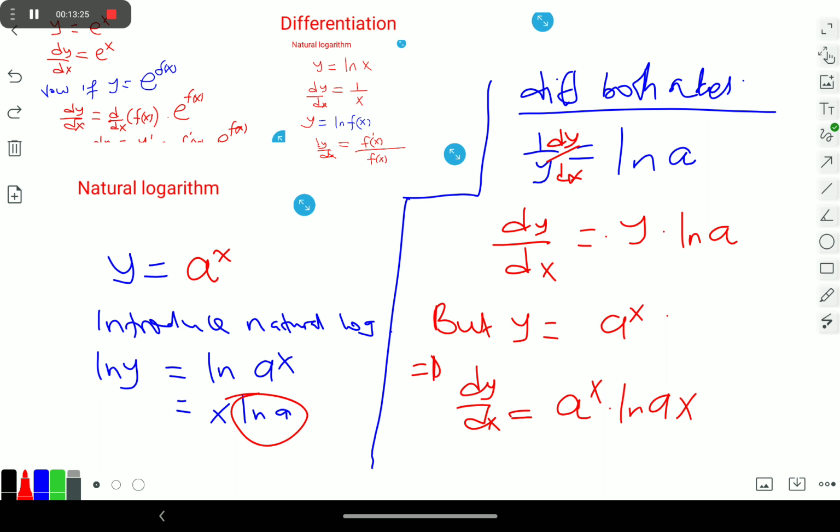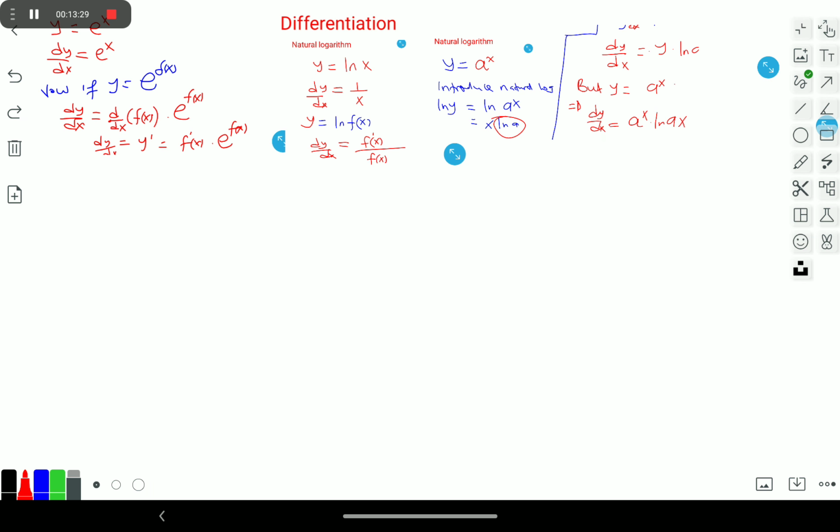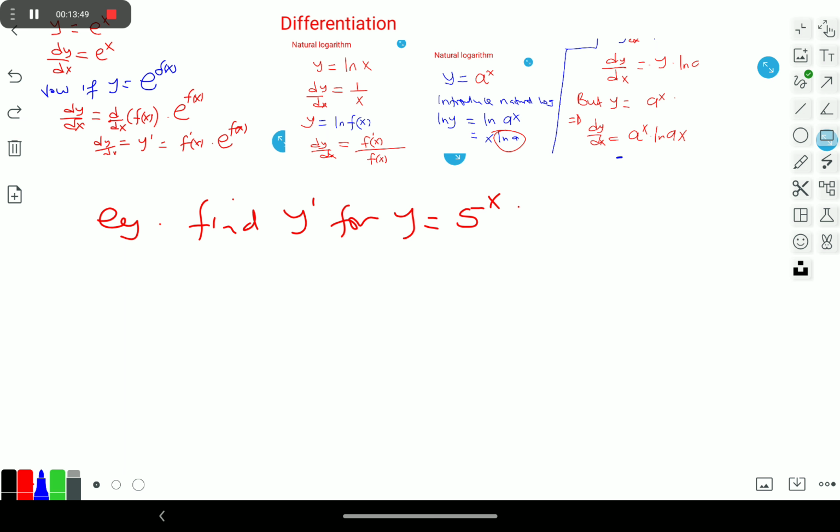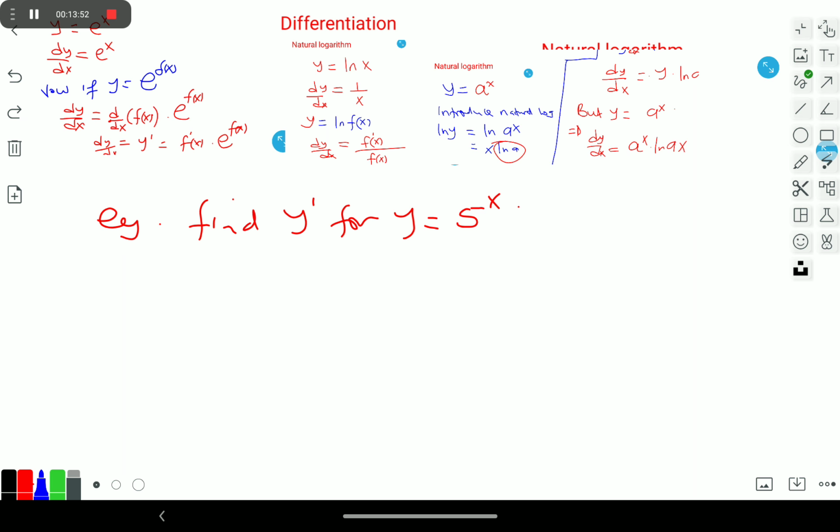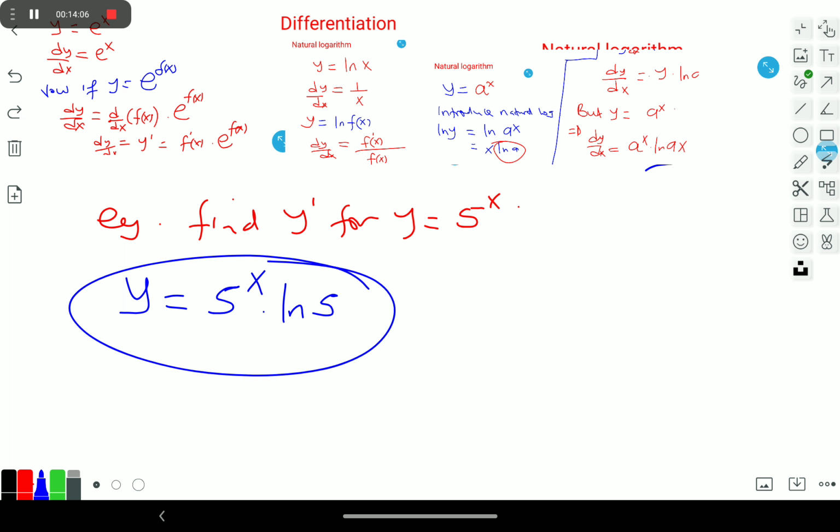For example, find the derivative for y is equal to 5 to the power x. So we have already seen that from up here, that y is equal to 5 power x, the derivative is 5 to the power x times ln 5. So that's how we solve the differentiation.